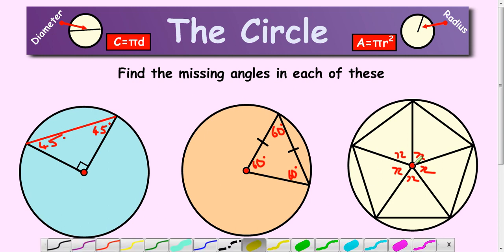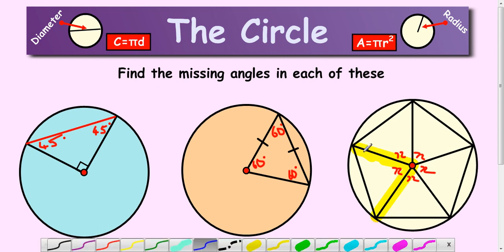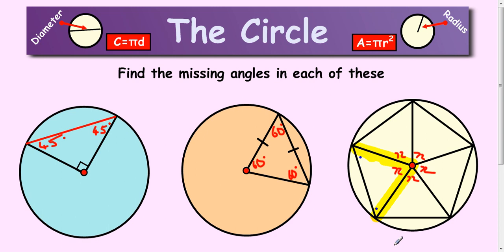Now, as before we said, that was an isosceles triangle there, which means that these two outer angles are exactly the same. So if I just focus in on this triangle here, if I do 180 take away 72, I'm going to get what these two add up to. So 180 take away 72 is 108. So these two angles add up to 108. So they must be 54 each.